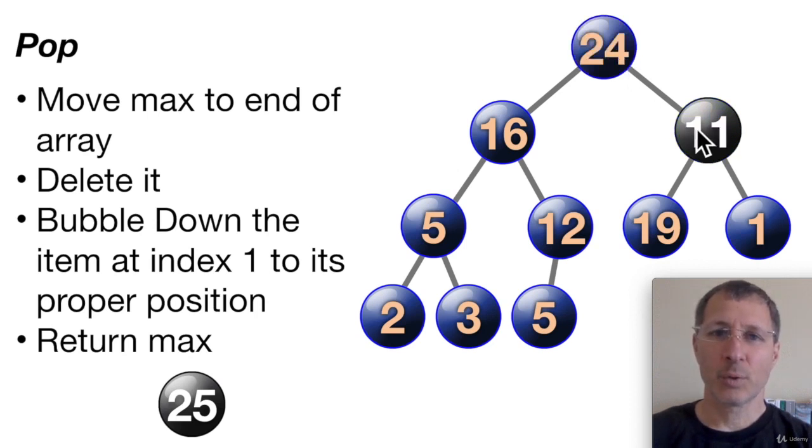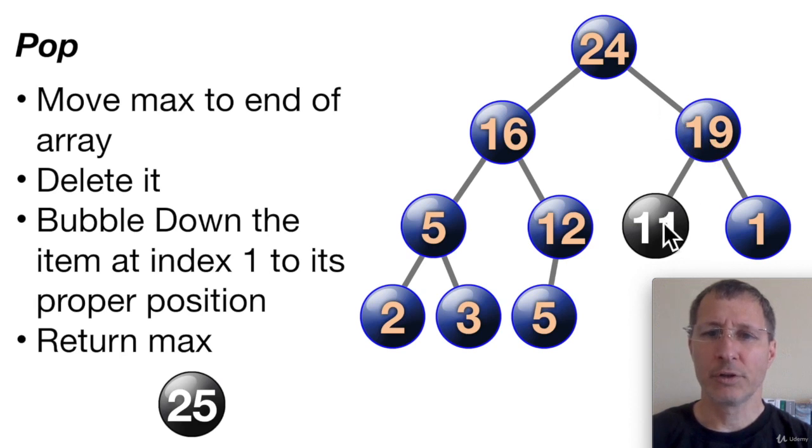Our next step is to bubble that 11 down to its correct position. So we compare 11 to 24. 11 is less than 24, so it needs to move down. Next, we're going to compare 11 to 19, and 11 is less than 19, so that's going to swap places. So we do some comparisons with the child nodes to move 11 down until there's either no further room to go down or it's not less than any of its child nodes. So that's the operation for pop, and now we can just return the 25 that we pulled off. That's it. So those are the three key operations, and that's basically how they work in a nutshell.